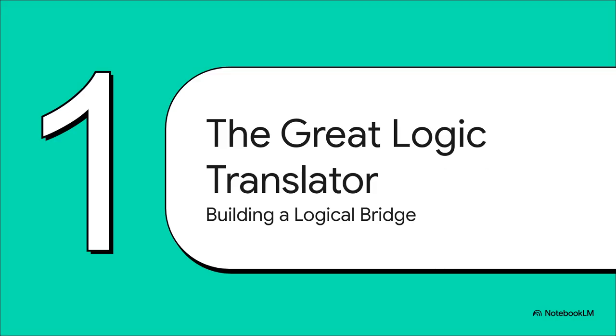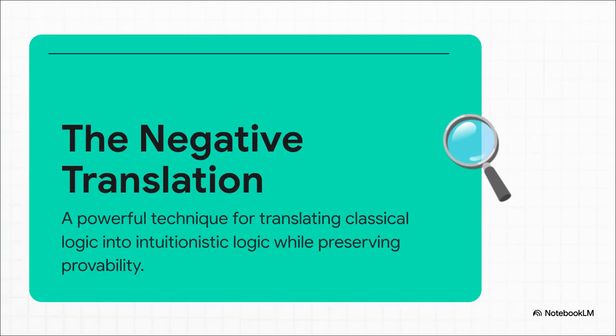So you have these two totally different worlds, right? Almost two different languages for reasoning. For a long, long time, they seemed pretty incompatible. But what if you could build a bridge between them? Well, that's where our hero comes in. This amazing technique lets us translate ideas from that classical world over to the intuitionistic one. It's called the negative translation, and as our source material puts it, it's a powerful way to translate classical logic into intuitionistic logic while making sure that the core idea of provability is preserved.